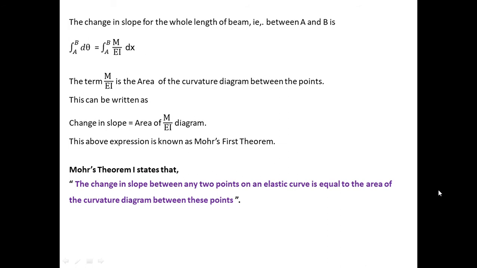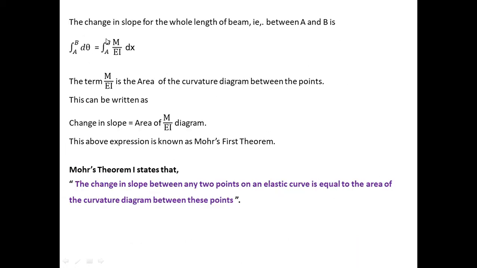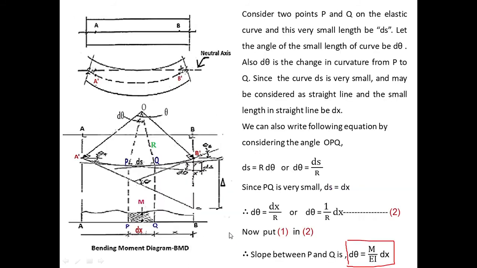Okay. So this M by EI dx is for a very small length. If we want the slope for the entire beam, what do you have to do? You have to integrate, is it not? So you are integrating between the points A and B, that is M by EI into dx. What is this M by EI? It is nothing but the curvature diagram, the M by EI diagram.